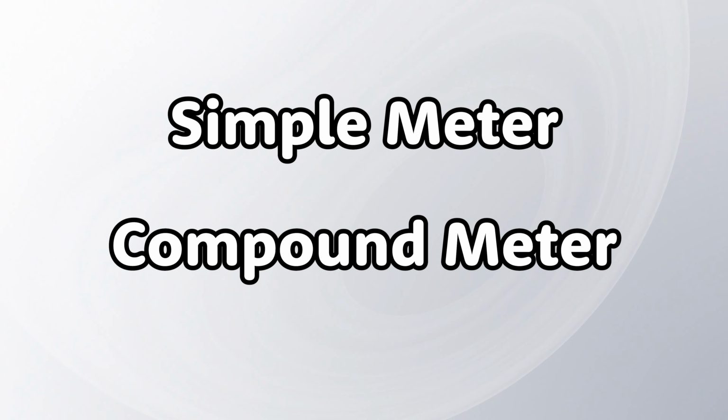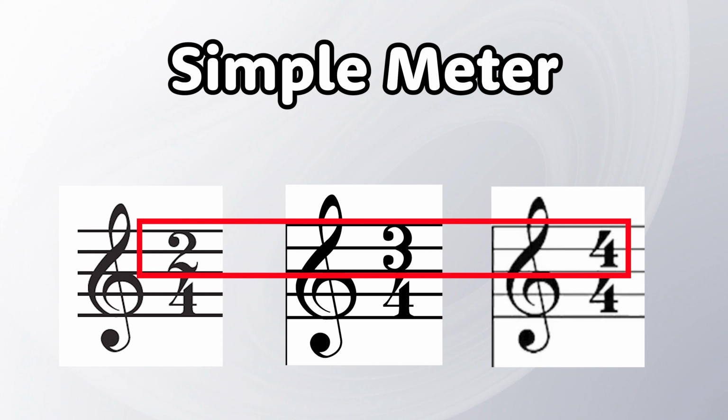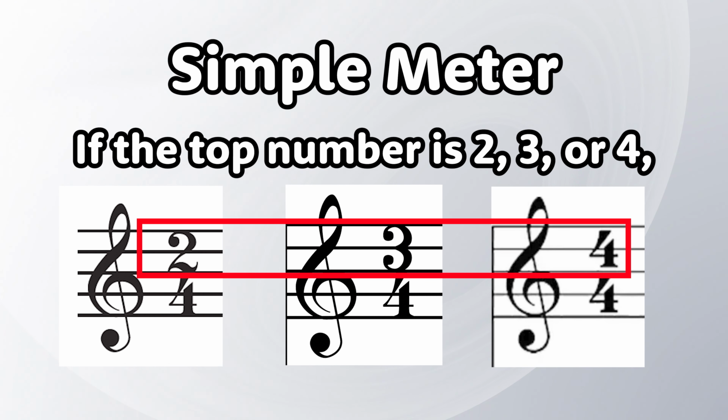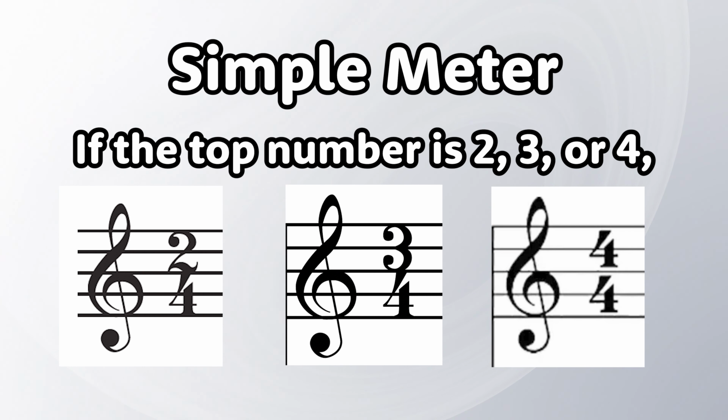There are 2 main types: simple meter and compound meter. Simple meter divides each beat into 2 equal parts, like 2/4 or 4/4, emphasizing main beats known as downbeats. If the top number in the time signature is 2, 3, or 4, it's likely a simple time signature. In simple meter, beats are organized straightforwardly.